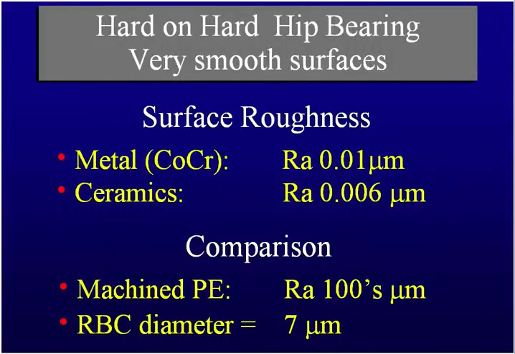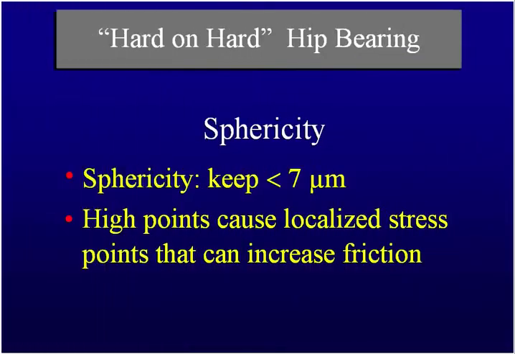Surface roughnesses for these hard-on-hard bearings are very smooth. The roughness, as you can see with the metal and ceramics, is very, very smooth. Compared to machined polyethylene, where the roughness is in the hundreds of microns, a metal-metal bearing is 0.01 microns. In reference, a red cell diameter is 7 microns. So these are highly tooled, highly machined products. Sphericity, if you're out of round, you're going to get local stresses that can cause friction. So you want these perfectly round.